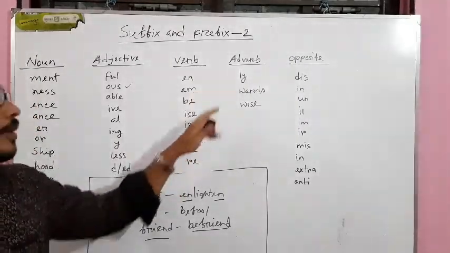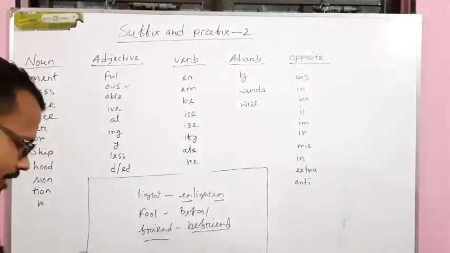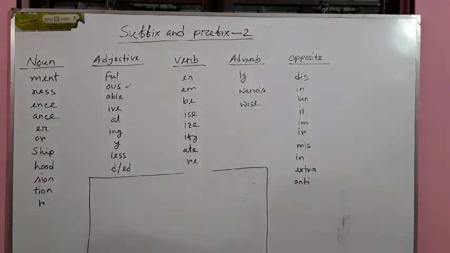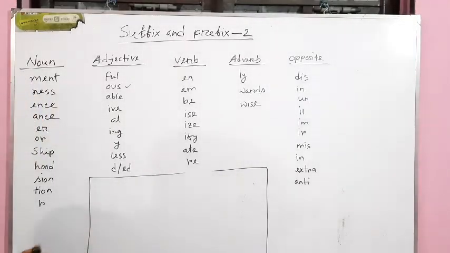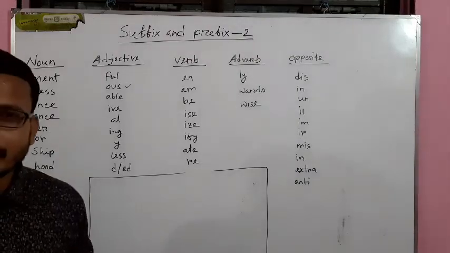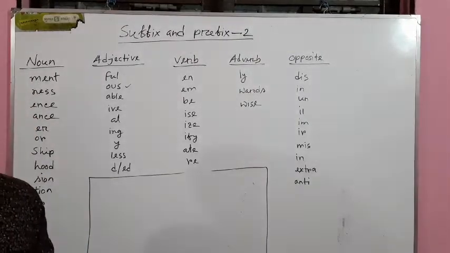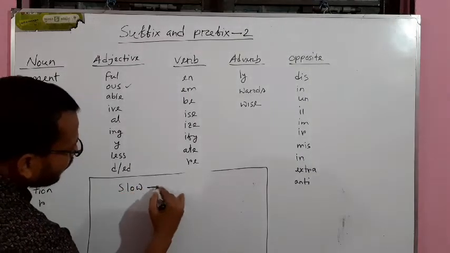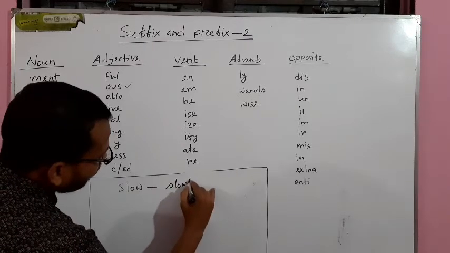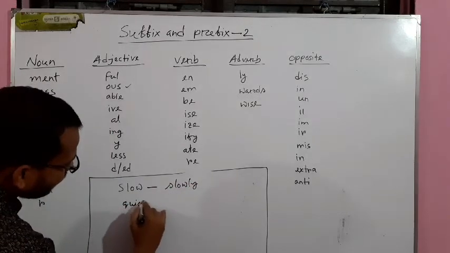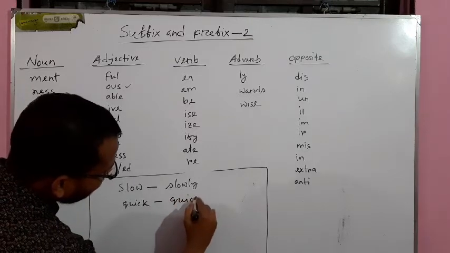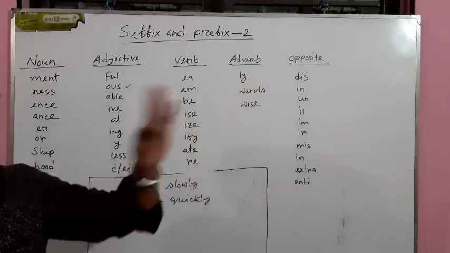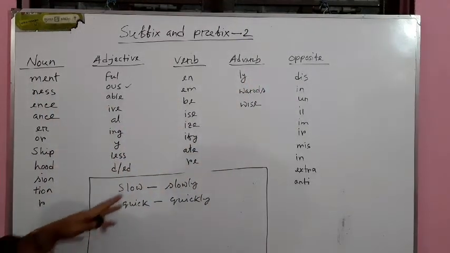Okay. Now adverb, very simple. Only 3 suffixes and prefixes. Look at the use of these 3 suffixes and prefixes. Adverb: we know that if we add ly with any word, it becomes an adverb. For example, slow, from slow to slowly, from quick to quickly, like this. Most of the ly words are adverbs, but there are some exceptions as well.